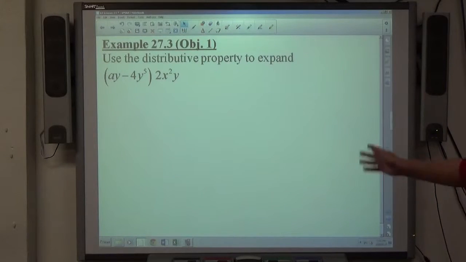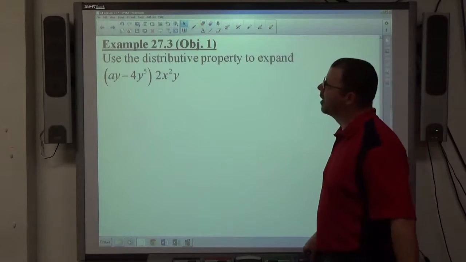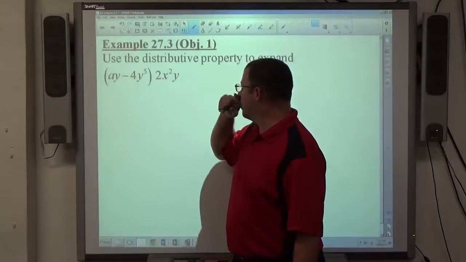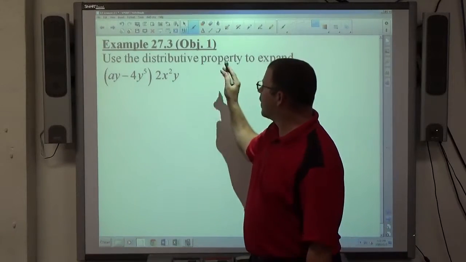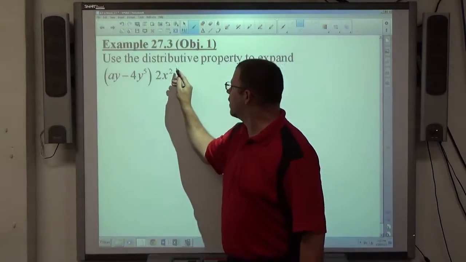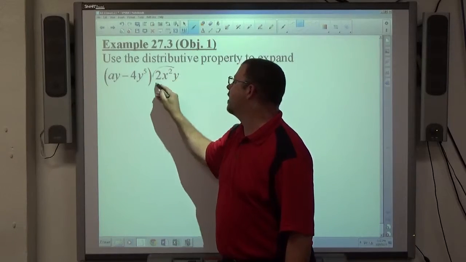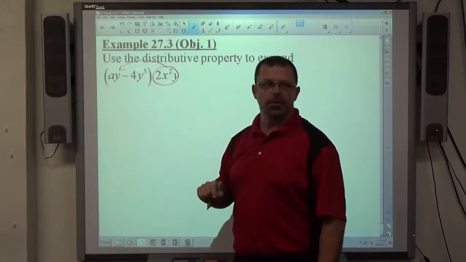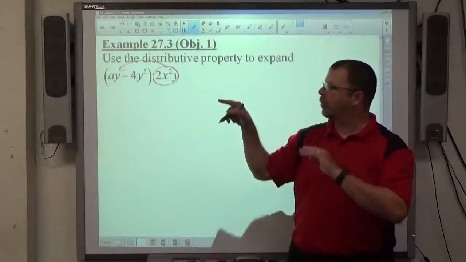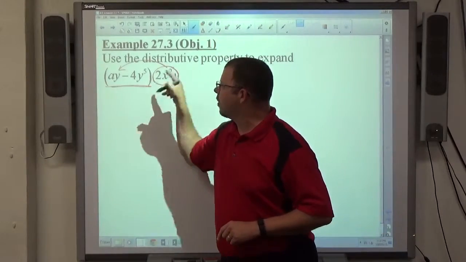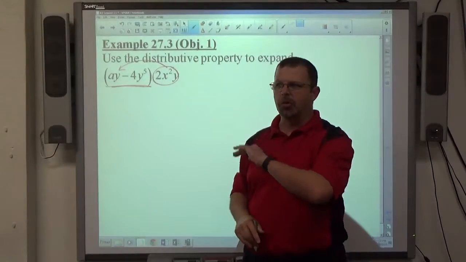Okay, example 3 kind of has the same scenario as the last one does. We have a binomial being multiplied by 2x squared y. Again, let me just reiterate this, make sure everybody hears me clearly when I say this. Even though this is on the right-hand side, do that multiplication first. Always go to the farthest one over, the one within this parentheses, the one furthest left inside the parentheses. Always do that multiplication first.